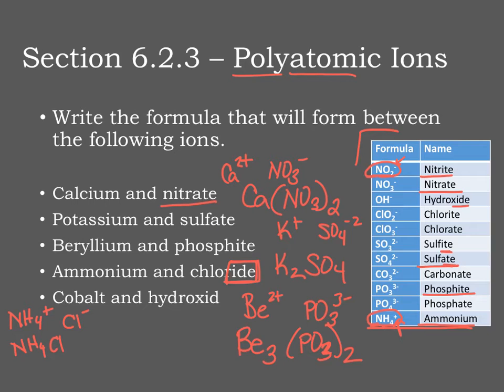Last one, cobalt hydroxide. There should be an E here. Cobalt, if you go back and look at the transition metal table ion, cobalt is a +2. Hydroxide over here is a -1. So that means for every 1 cobalt, I will need 2 hydroxides.